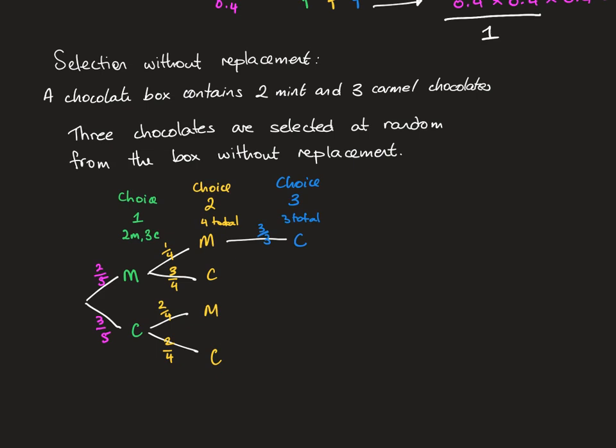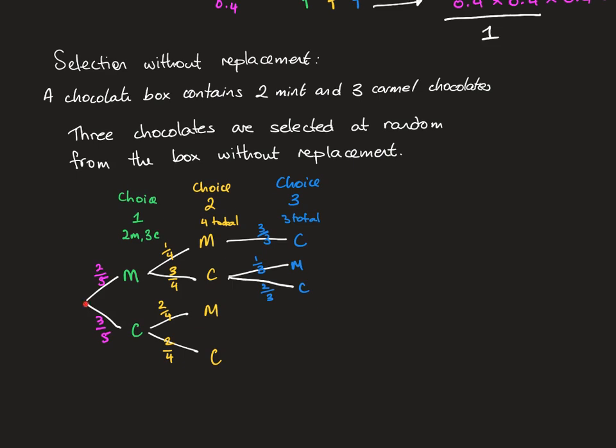On the second branch down, if we've chosen a mint on our first one and a caramel on our second one, we have both mint and caramel to choose from. So there is still 1 mint left out of the 3 chocolates that are left, and there are 2 caramels left out of the 3 chocolates that are left.